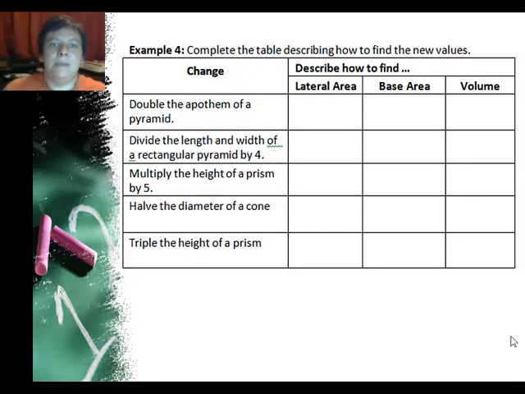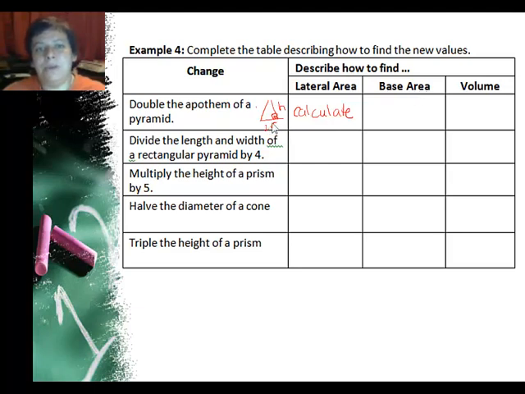Now for our last example, we're going to take a look at some of these and see how they would change things. Remember, if I double the apothem of a pyramid and I'm keeping the same height, this one's tricky. I would say actually go ahead and calculate this one because if I double the apothem, that's going to change the slant height. And slant height affects the lateral area. So if I keep the same height here, but I double 2r here, then this is going to change. And so it can show up in a strange way.